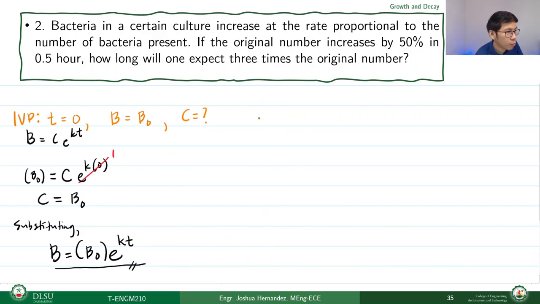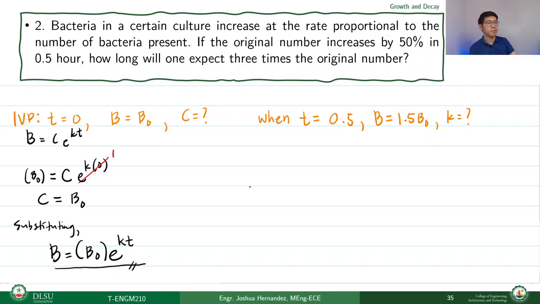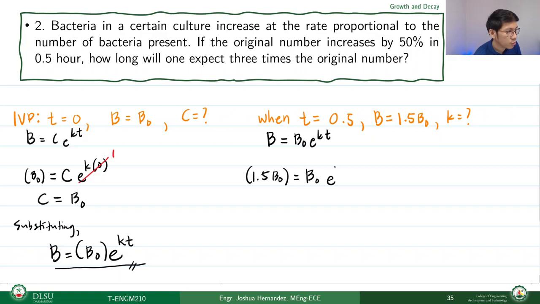We'll be able to find that out when we apply another condition, and that is when T is equal to, ano daw yung second condition, when T is equal to 0.5, the bacteria daw is increased by 50%, so that's 1.5 B naught. And here, we'll be able to find K. So, B is 1.5. From this equation, yung ating working equation nga, B naught e raised to KT, we'll be able to substitute for B, and that is 1.5 B naught equals B naught e raised to K, with T equals 0.5 or 1/2.